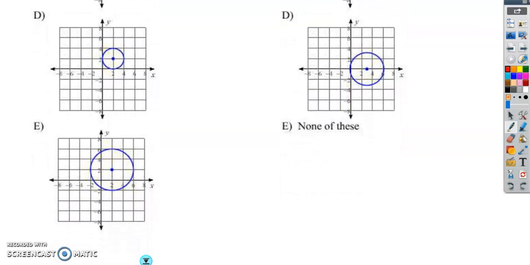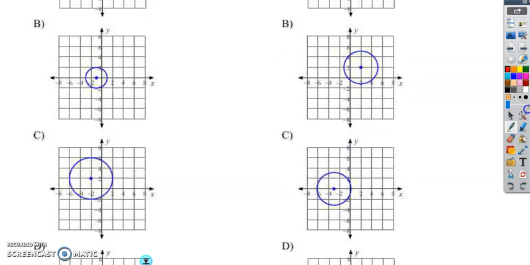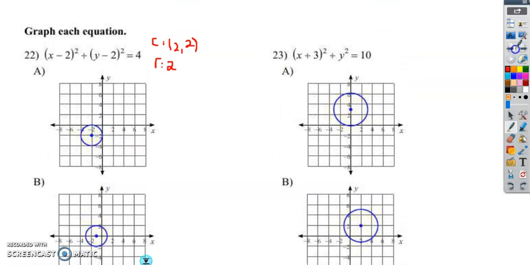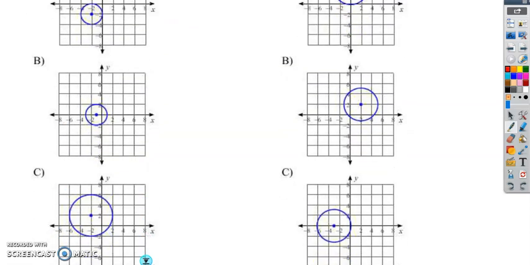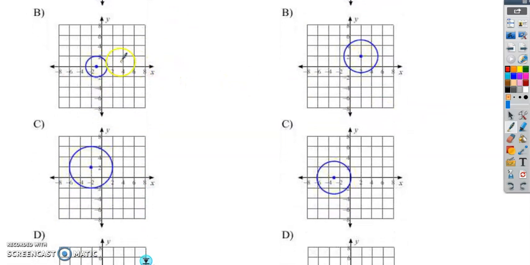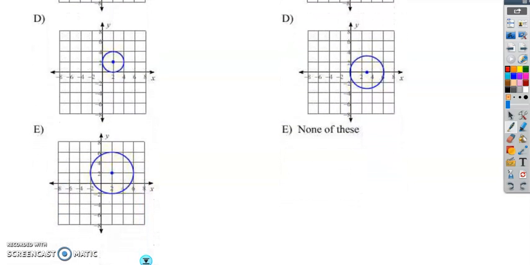So now when you think in terms of location of the center, that's what we've got to focus on, which is at (2, 2). So here's (2, 2), and it's not located there. Let me scroll down. Let's look at B. B is not located at (2, 2). C is not located at (2, 2) either. So it has to come down to D or E. This is located at (2, 2). This is also located at (2, 2).